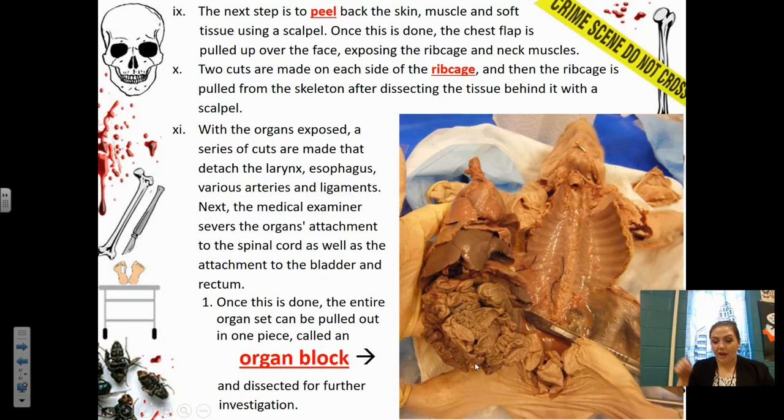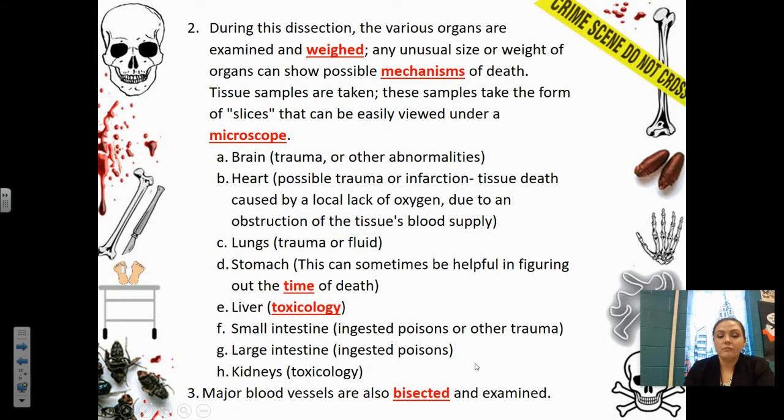So once this is done, after they make all these series of cuts, you literally can just take out the organs in one big block. So they call that an organ block. And then those organs are dissected on their own to see what they are composed of for further investigation. During this dissection, the various organs are examined and weighed. Any unusual size or weight of the organs can show possible mechanisms of death.